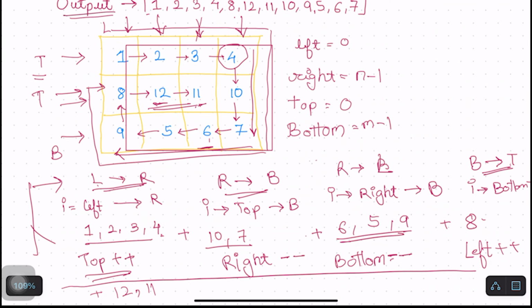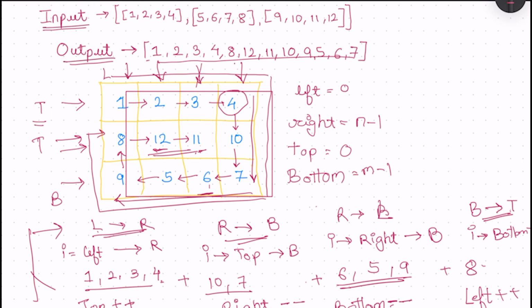So this is how I'm going to achieve the complete output with this set of for loops. Let's discuss the time complexity and the space complexity. The time complexity would be big O of m cross n, as we are traversing each element in the matrix, and space complexity would be big O of 1, no extra space. So this will be our approach to solve the spiral matrix problem.